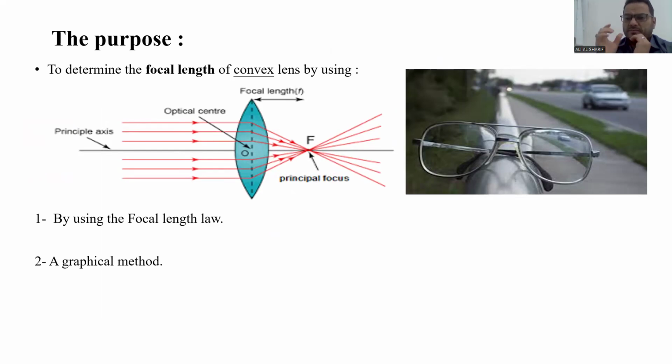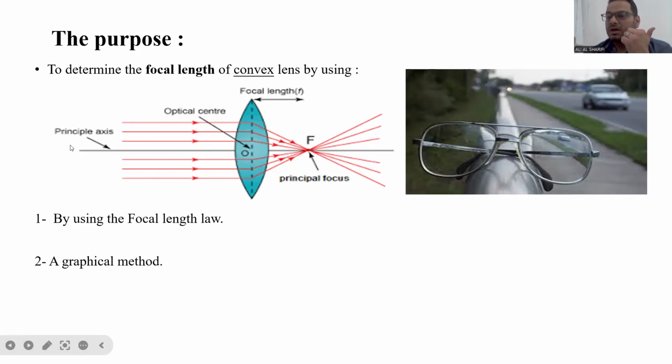That means the middle is thicker than the other areas. It's the convex lens, or we can say the converging lens, because it will converge all the refracted rays in the focal point. This diagram illustrates these words, how all the parallel light rays are refracted and converge in the same point.